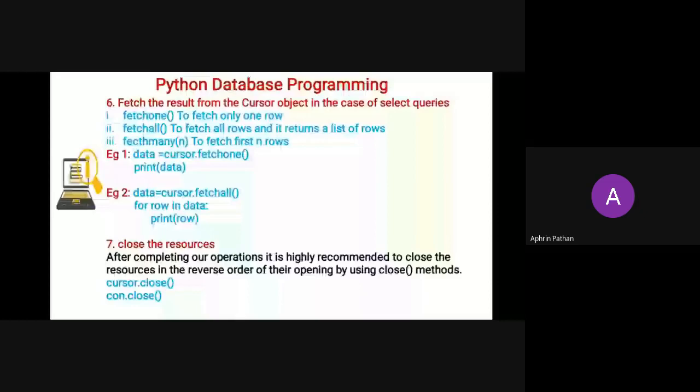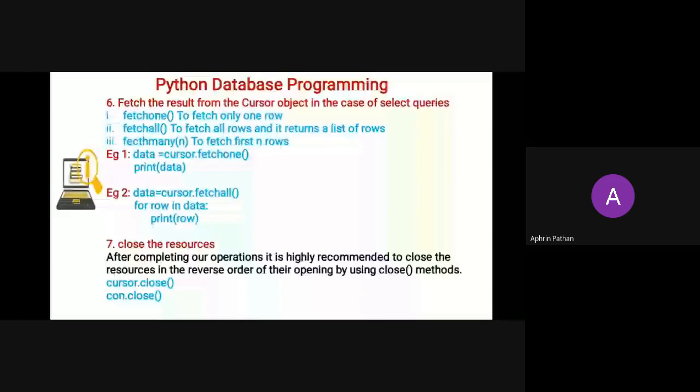Fetch one fetches only one row, fetch all fetches all the rows, and it returns a select list of rows. In the previous case we have the query select star from employees. If you want to fetch only one employee record, then you can call fetch one. If you want to fetch all the rows in the employee table, then you can call fetch all. And there is fetch many, where you can pass a parameter so that many rows will be fetched.